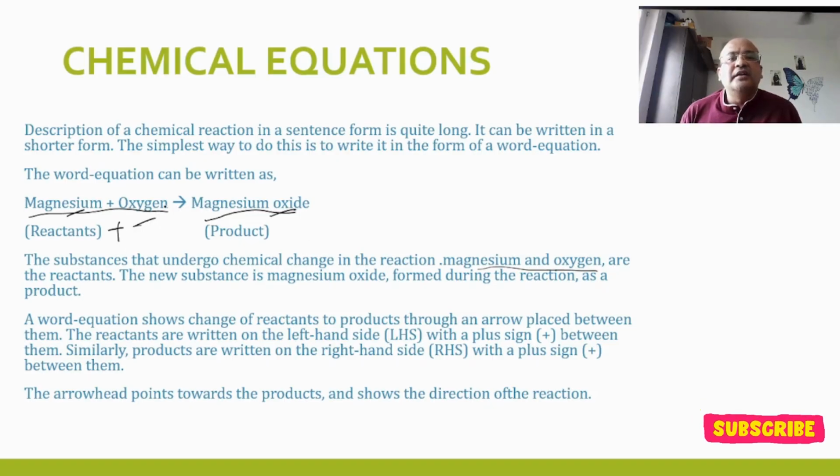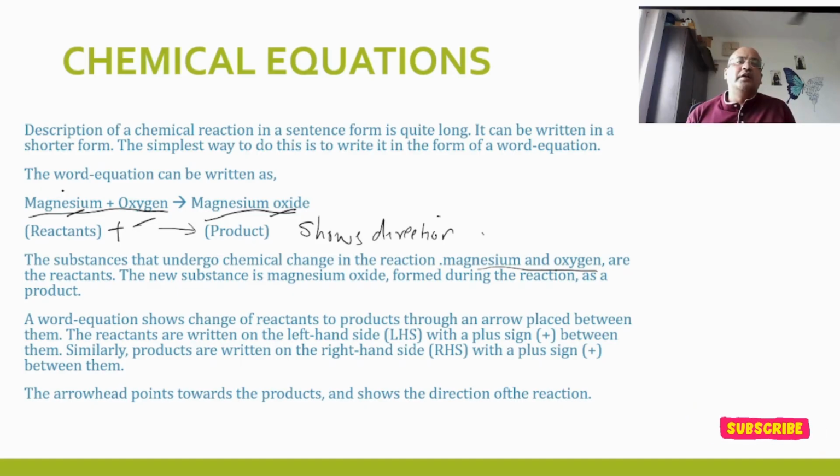The arrowhead points towards the product and shows the direction of the reaction. So that I need to remember. First of all, reactants are always written on the left hand side, products are written on the right hand side. If there is more than one reactant, a plus sign is added. More than one product, a plus sign is added.